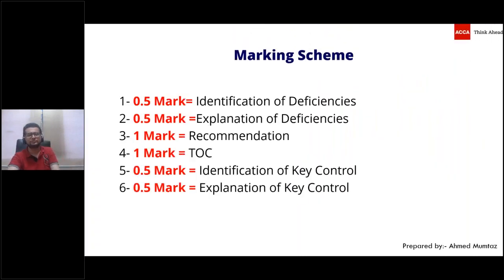What about the marking scheme? The marking scheme is not a complicated one. You will identify the deficiency from the question itself. And yes, you can use the copy paste technique, and this will give you half mark. And then the explanation of that deficiency will give you another half mark. Similarly, the recommendation will give you 1 mark. The test of control would give you 1 mark. The identification of the direct control or the key control from the question itself will give you half mark. And the explanation of the key control will give you another half mark. So are you all clear with respect to the marking scheme? Can I have confirmation on that as well?